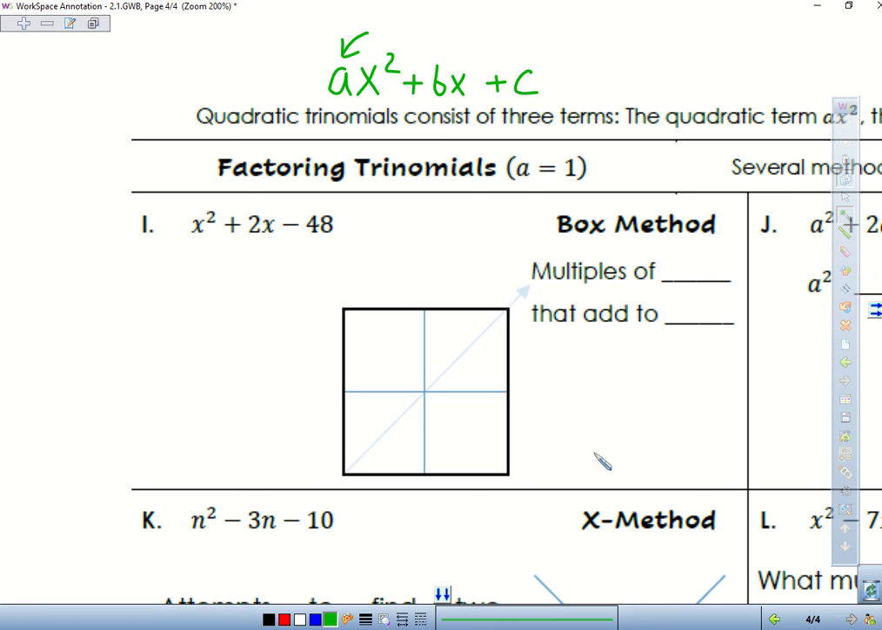So to do the box method, the first thing you look at is the coefficient. You're going to look for multiples of that number that add up to the coefficient of the x term, which is positive 2. So can you think of any 2 numbers that would multiply to give you negative 48, but would add up to negative 2?